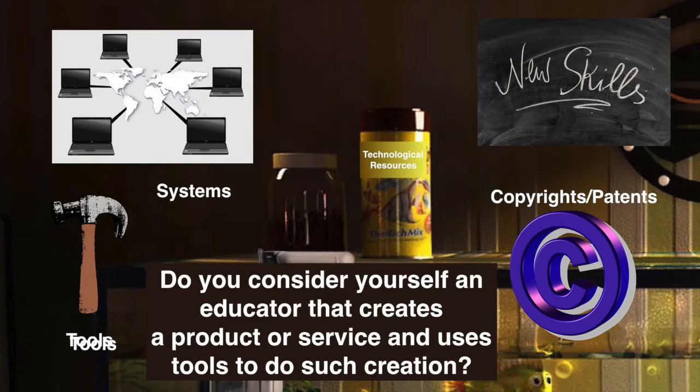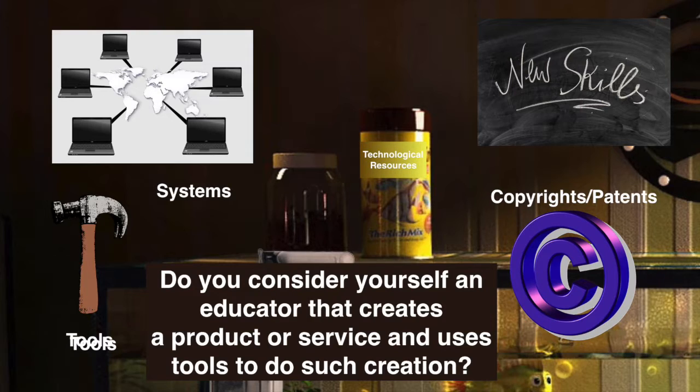There are several ways we can define technological resources. For example, one definition describes technological resources as systems and tools required to effectively produce and create a product or service, while another definition states technological resources include their intellectual property, their copyrights and patents, and their experiences and skills.